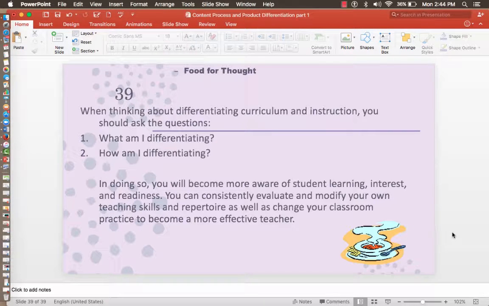So when you're thinking about your differentiated curriculum, you need to be asking these questions. What am I differentiating and how am I doing it? Okay, this is what's going to help you to become more aware of what students learn, their interests, and their readiness levels. So this is going to be your activity for the discussion board for this week.